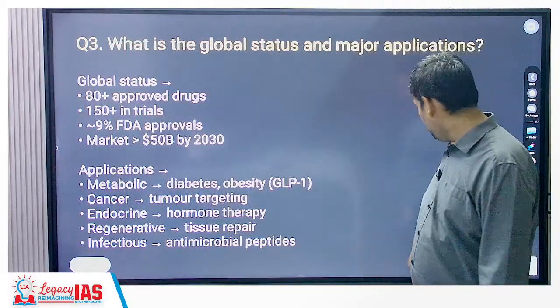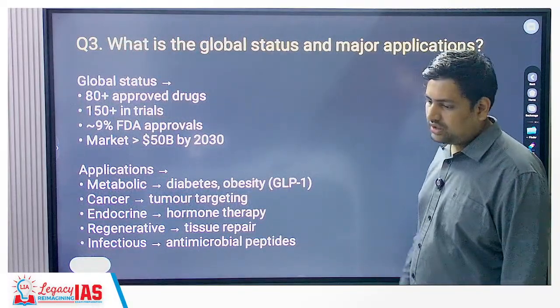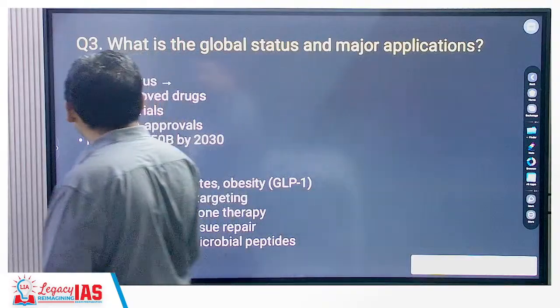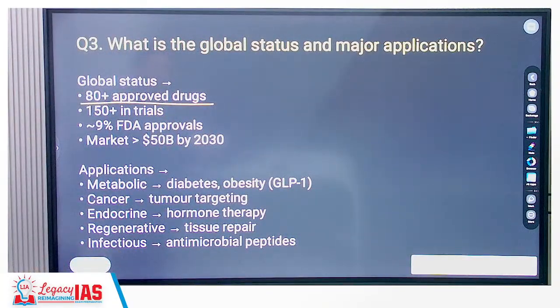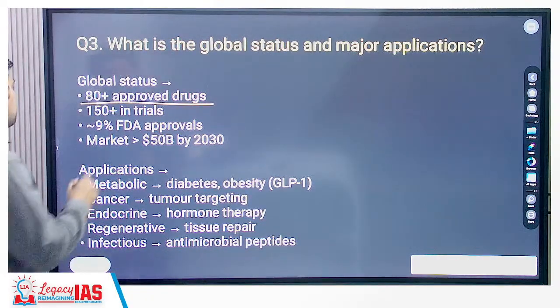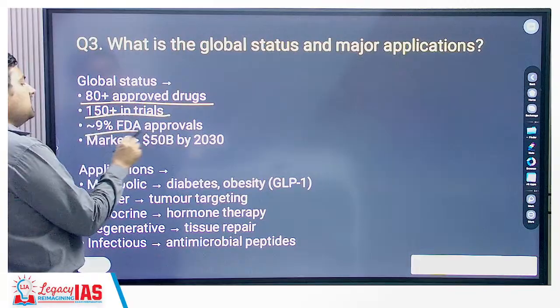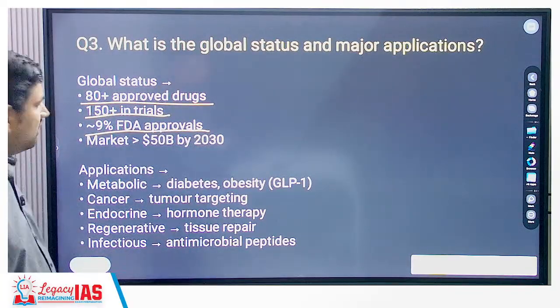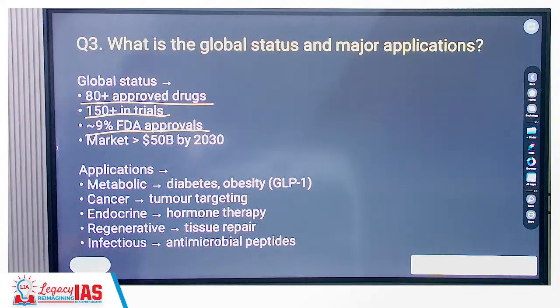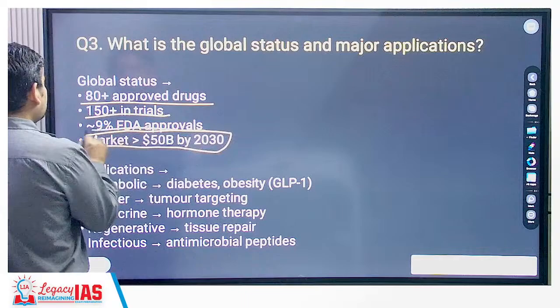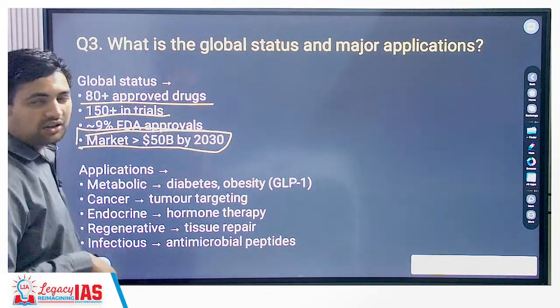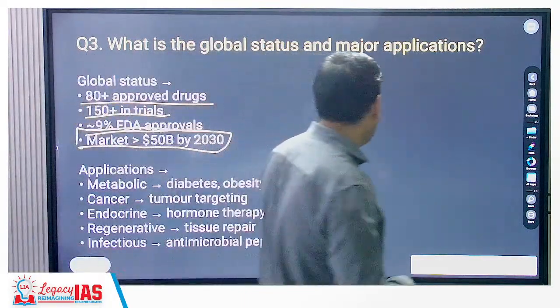Now next thing, what is the global status of it? So see, global status, more than 80 peptides are approved. Okay, now 150 plus are in trials, 9% have got FDA approval. Okay, this is the US version of drugs authority. Then it is touted that the market will be greater than 50 billion, more than $50 billion by 2030.